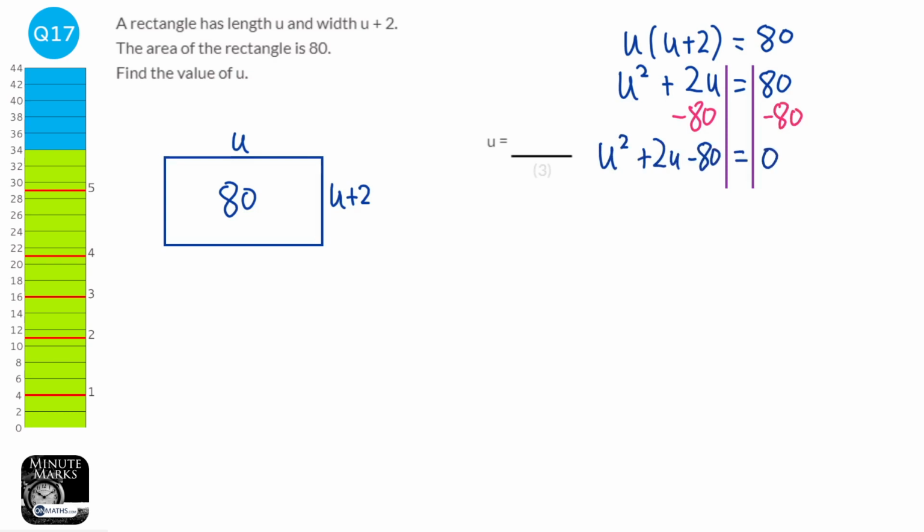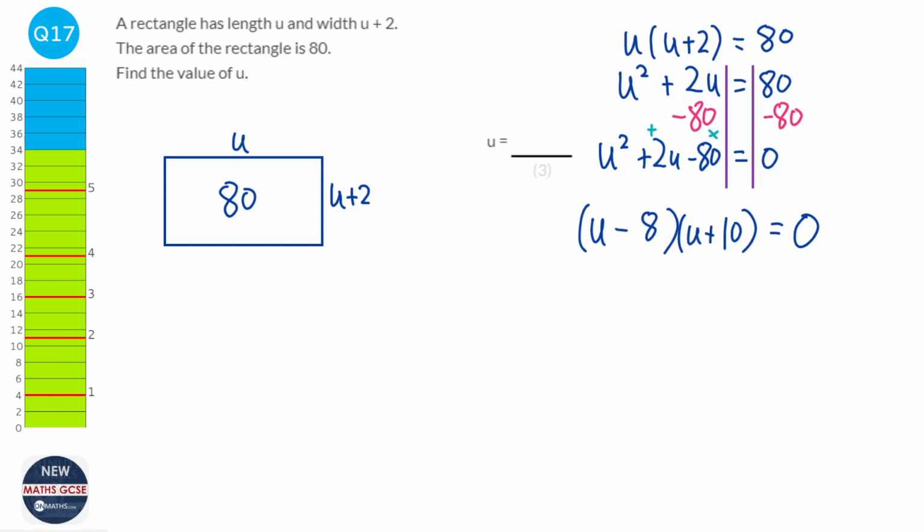Now we're going to be using quadratics, so we're going to factorize this, and so we need two numbers that add together to make 2 and times together to make minus 80. So I'm going to put my brackets out. So we're going to have u at the start of the brackets, and let's have a think. So it's going to be 8 and 10. And one of them will be positive, one of them will be negative. Well, to add them together to make 2, the 10 will have to be positive, and then the 8 would have to be negative. And then minus 8 times 10 is minus 80.